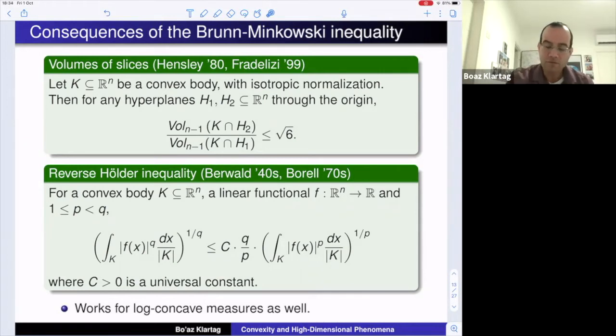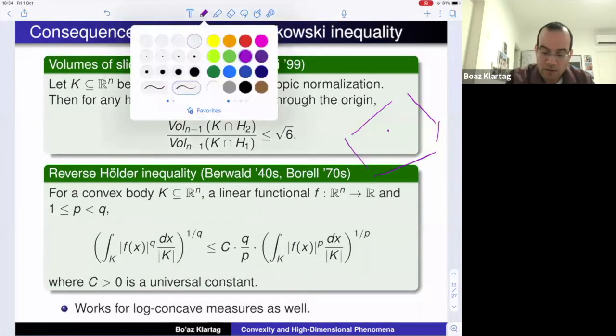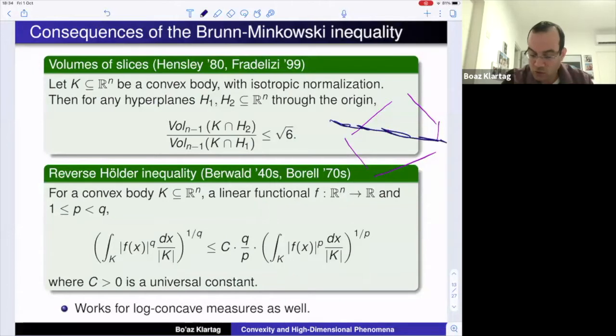Then, as it turns out, if you slice it with a hyperplane, okay, then you kind of know that the (n-1)-dimensional volume of this slice, say this is H1, this is H2, take just two hyperplanes through the origin, does not depend that much on the hyperplane in which you intersect the convex set. So for any two hyperplanes H1 and H2, the ratio of the (n-1)-dimensional volume of the intersection of K with H1 and with H2 is bounded. You can never get more than a universal constant. I actually wrote this constant, square root of 6, here. So this is quite a remarkable fact about convex bodies in high dimension. It's also true for log concave measures.